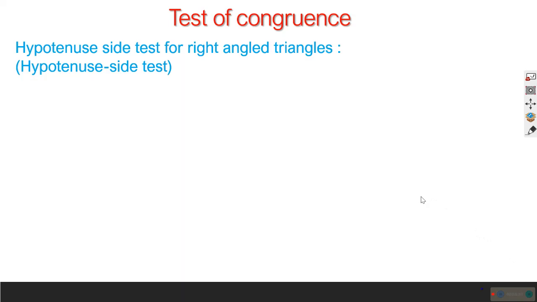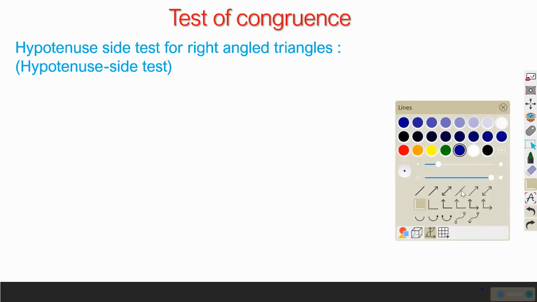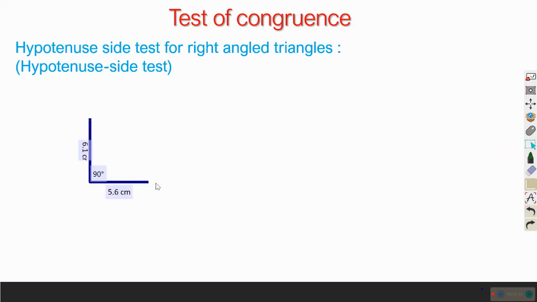This is the last congruence test, which is named as the hypotenuse side test for a right angled triangle. That means this test is applicable only for a right angled triangle. A right angled triangle means the angle will be like this in the case of this triangle. So I am drawing a triangle having a right angle as well as one of the sides equal to 6 and the other side 6.6 centimeter. I am just telling you as the information is given.